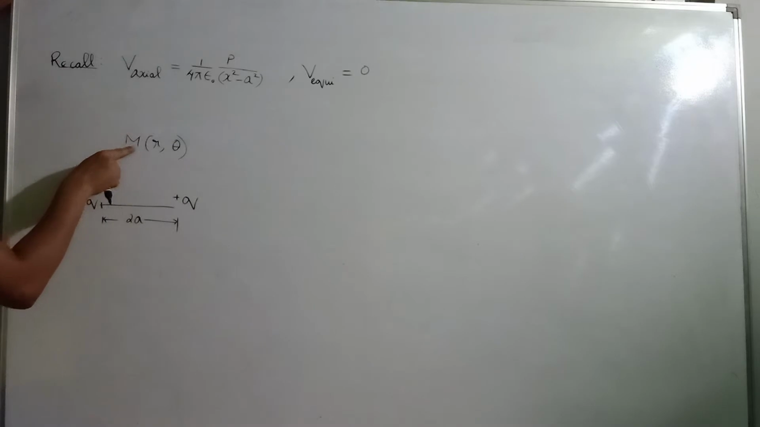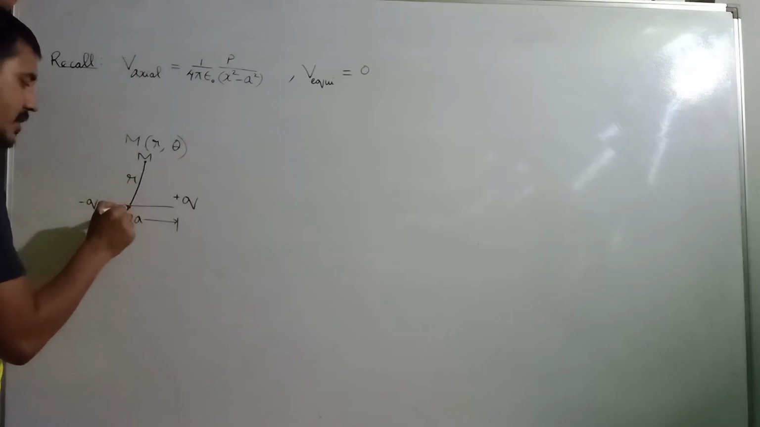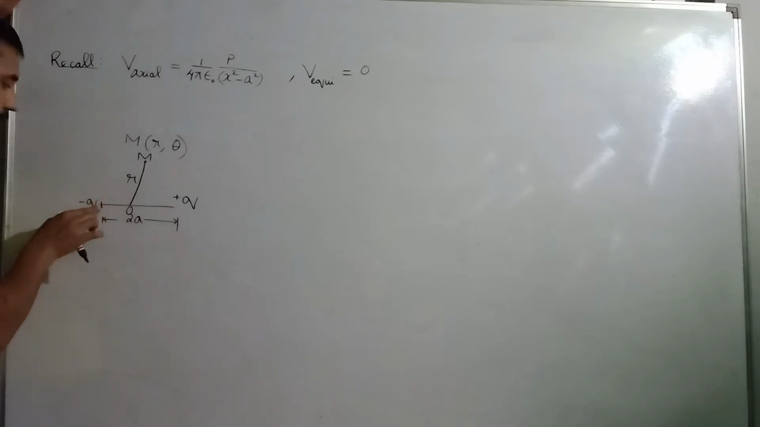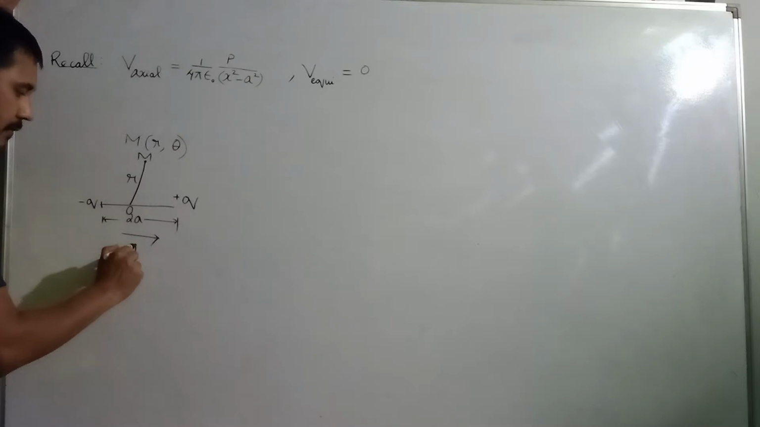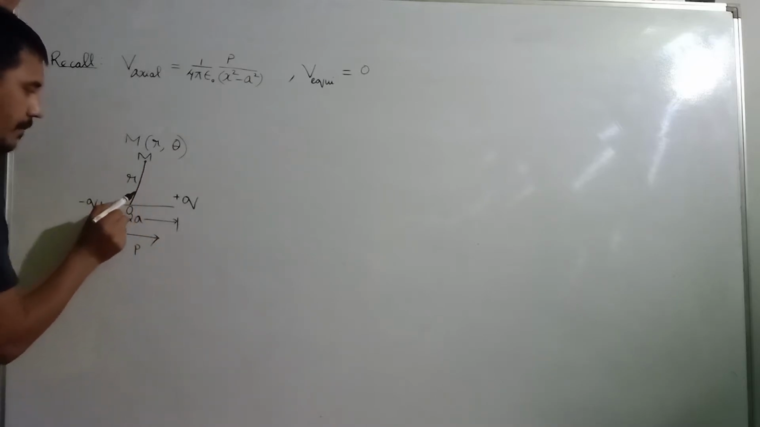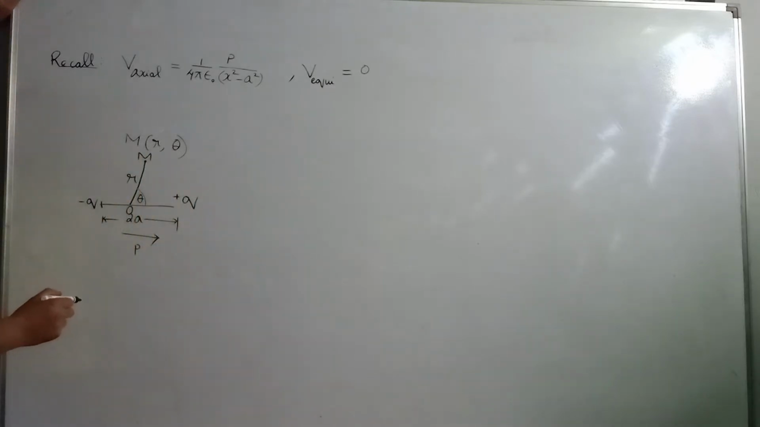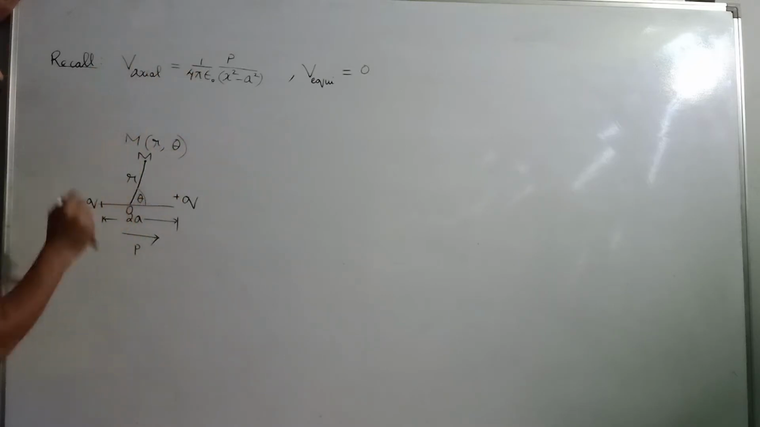Here, if I take any point M r theta means this point M is at a distance r from the center of the dipole, and we know that the direction of the dipole is from negative to positive, right? Direction of the dipole is from negative to positive. Then this point M makes an angle theta with the direction of the dipole. Alright? So I'm going to take any point, M r theta.